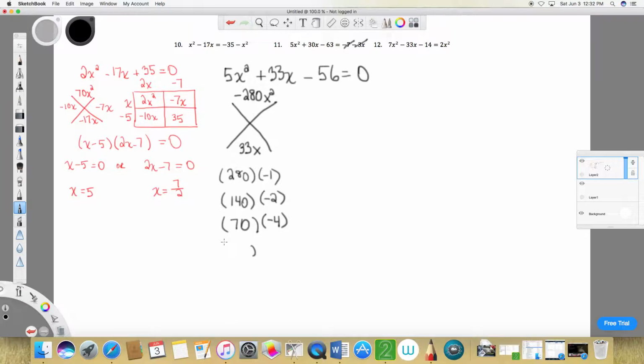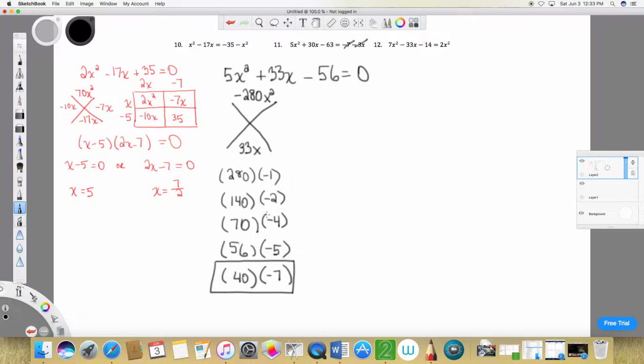All right. So I think we found it here, because positive 40 times a negative 7 gives us negative 280, but if you add these together, you get 33x. So that's why it's called trial and error.